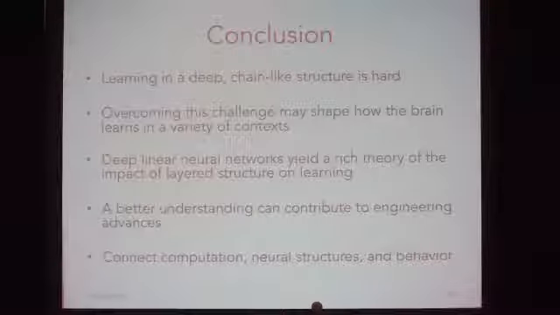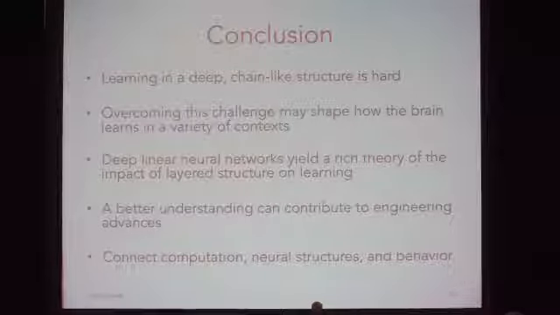Okay, so to conclude, it's been observed that learning in a deep chain-like structure is hard, and my suggestion is that overcoming this challenge may be a key factor shaping learning in the brain and mind. And I presented a theory that yields rich predictions about the effective depth on learning dynamics, but still remains tractable. And I've seen one example that goes with the theme of this symposium, where just the desire to understand these systems did ultimately lead to an engineering advance with the orthogonal initializations that permit fast training of even very deep networks.